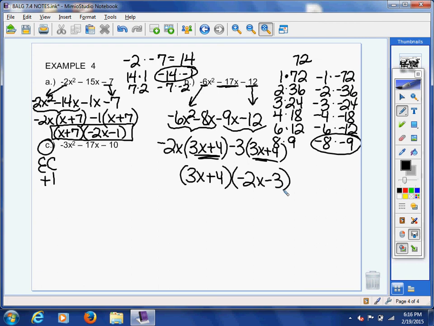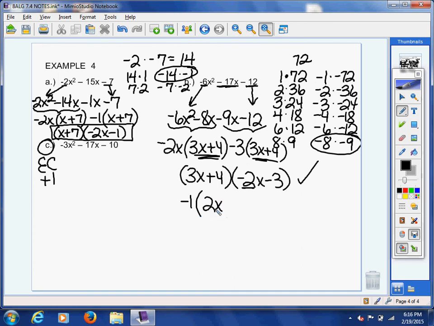Now, I think your book does go one step further. I will show it to you on this example. This is a very good answer. I would take that all day long on a test. Now, sometimes what I've seen is they'll take any leading coefficients that are negative, and they'll say, well, we don't want a coefficient that's negative. We want to pull out a -1. Remember what I told you that -1 does when you pull it out?